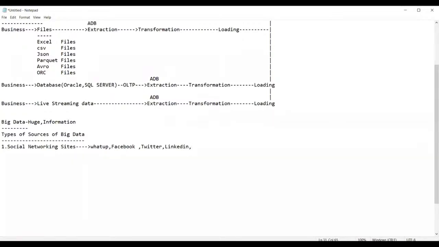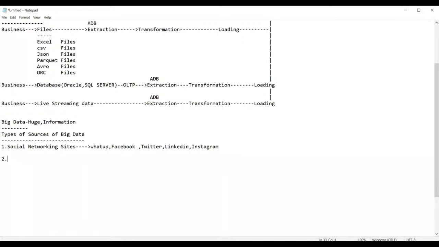Then afterwards, you also have Instagram. All these, Insta and the rest, are called social networking sites. So the social networking sites are basically referred to as a major source of getting big data. Getting my point?